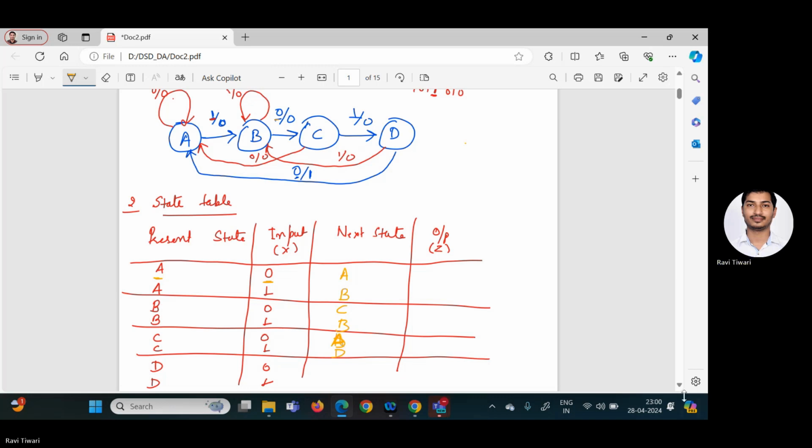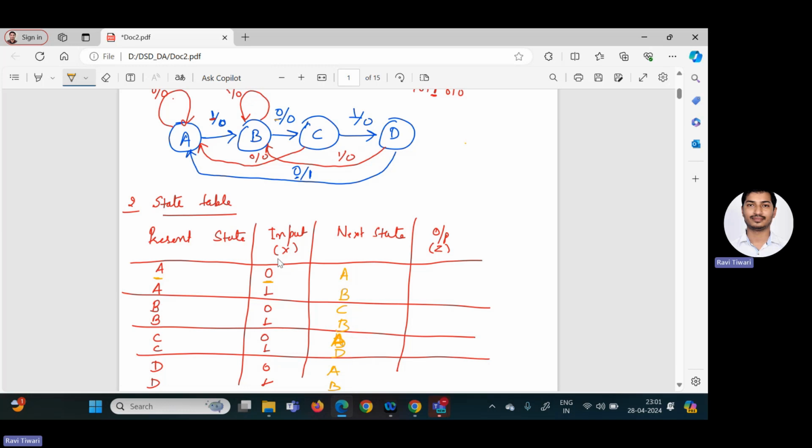Similarly, if you are in state D and you get 0, D to 0 is A. And D to 1 is B. So the next states are A B, C B, A D, and A B.